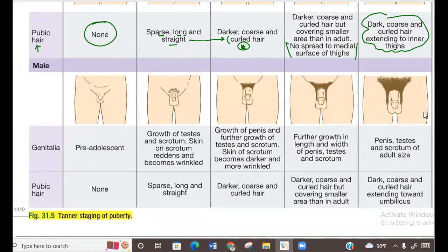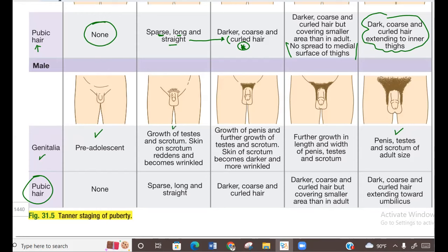Now let's go over the Tanner staging of males. First we start with genitalia, and then we will talk about the pubic hair. In the genitalia development, stage 1 is no development, that is pre-adolescent. Stage 5 is adult size of the penis, testes, and scrotum. So stage 1, no development. Stage 5 is adult size of the penis, testes, and scrotum.